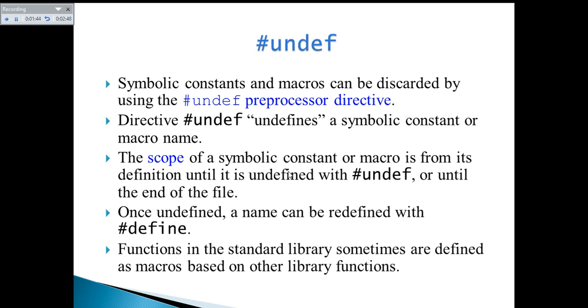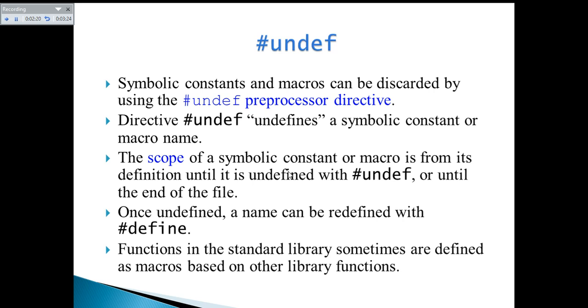Once a symbolic constant or macro is defined, its scope is from its definition point to the point where it was undefined with hash undef, or until the end of the file. So until the end of the file also the scope can persist. Once undefined, a name can be redefined with a hash define. So once you have undefined some symbolic constant or macro, it can be redefined with the help of hash define, and the definition can be different from the previously defined one.